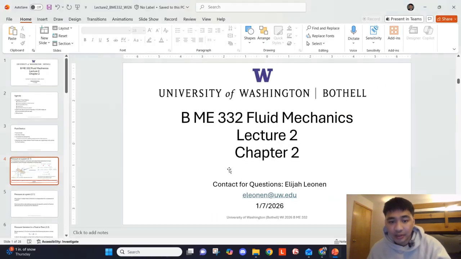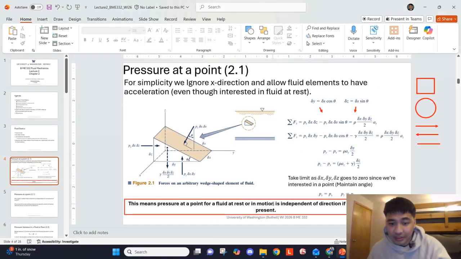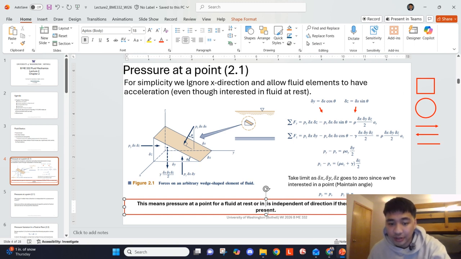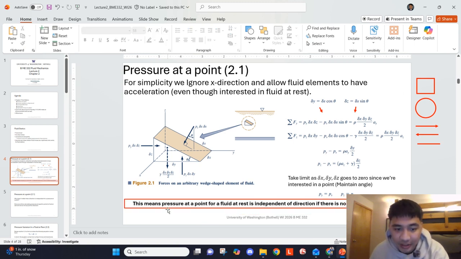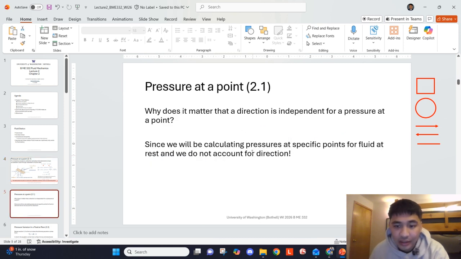I don't want to confuse you guys. I'm just going to take out this "in motion" here. I'll write that in the updated slides. We'll just say this means pressure at a point for a fluid at rest is independent. Okay. I might have to change that here too. I'm just making it clear here.